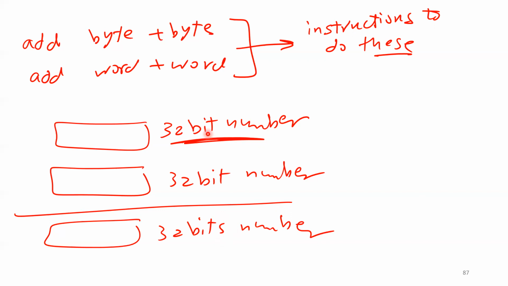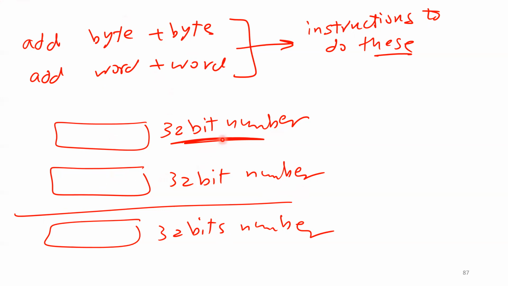Okay. Number 1, do you have any instruction to do that? No, we don't. All I have is I can add word plus word or byte plus byte. So how can you do this one? How can I add a 32-bit number plus, for example, or bigger? I am giving an example with a 32-bit number, right? However, I'm saying any number bigger than a word, because all we have is that I can add byte plus byte or word plus word. So if you have a number that's bigger than a word, how can you add these numbers? As just an example, if you have a 32-bit number and another 32-bit number, how can you add them together?